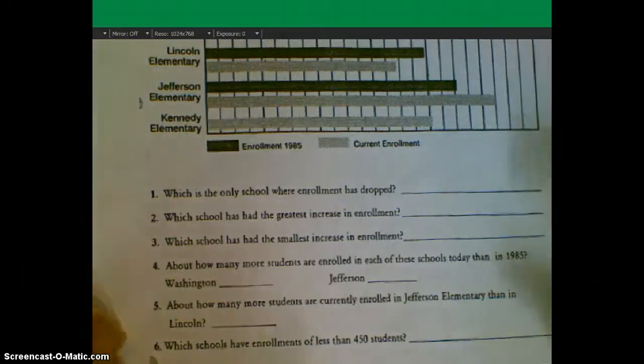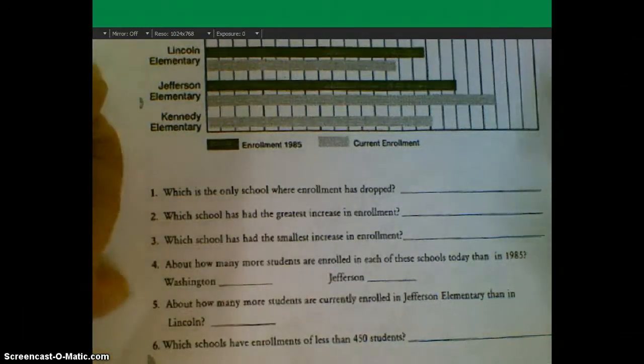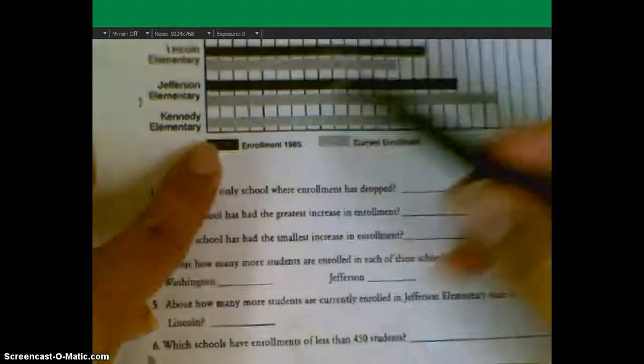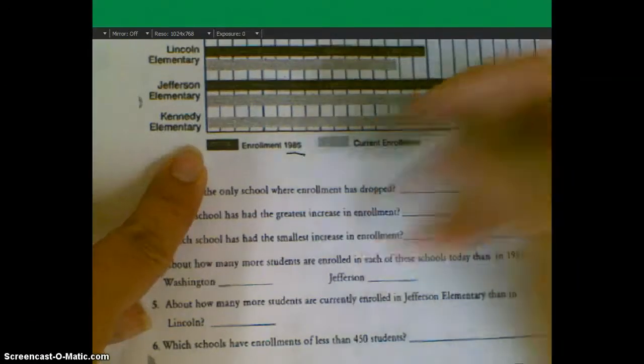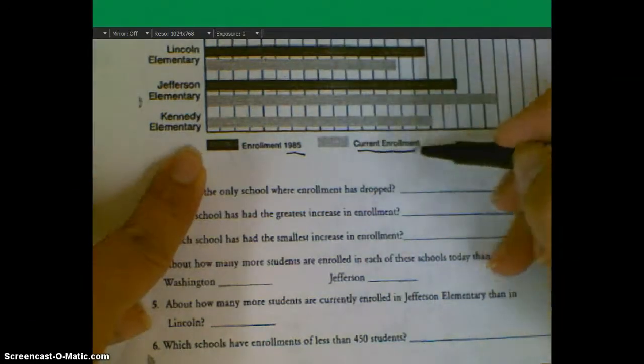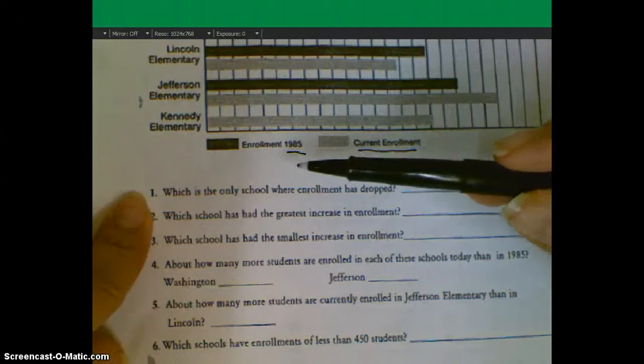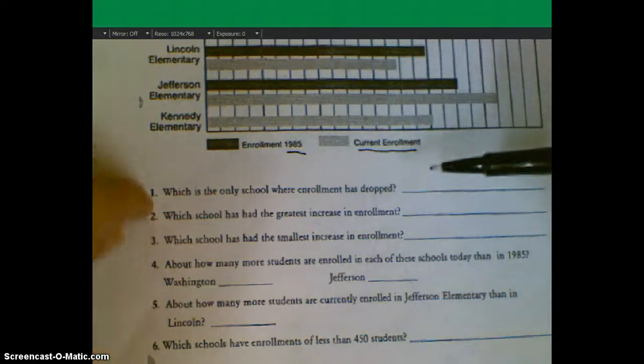All right, fifth graders, today we're working on double bar graphs, much like we talked about in class today. We worked on stacked bar graphs, but these are going to be similar. The difference is they're right next to each other instead of one right on top of the other. We're looking first at the key, and this is showing enrollment for 1985, and this is showing current enrollment. And then it says our first question is, which is the only school where enrollment has dropped?